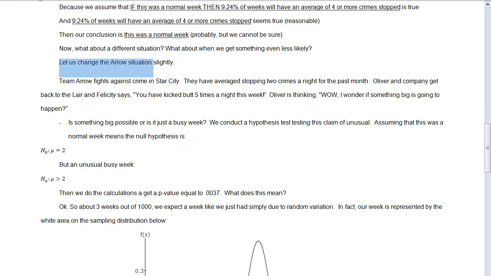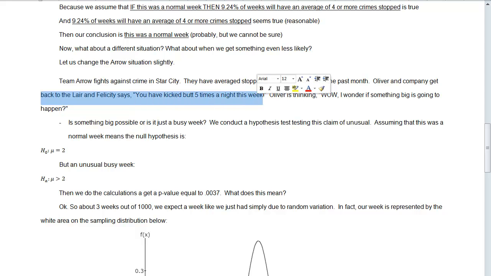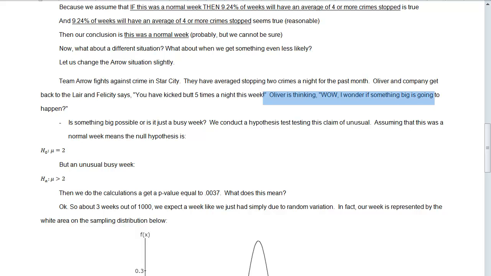So let us change that Arrow situation just slightly. Team Arrow fights against crime in Star City. They have averaged stopping 2 crimes a night for the past month. Oliver and company get back to the lair and Felicity says, "You've kicked butt 5 times a night this week." Oliver's thinking, wow, I wonder if something big is going to happen. Right? Is it possible that something big is going to happen, or is it just a busy week?